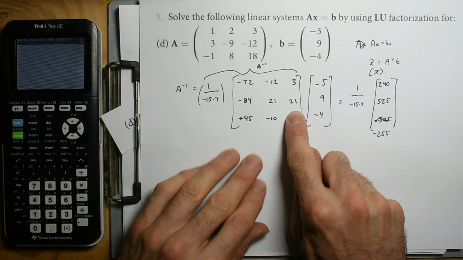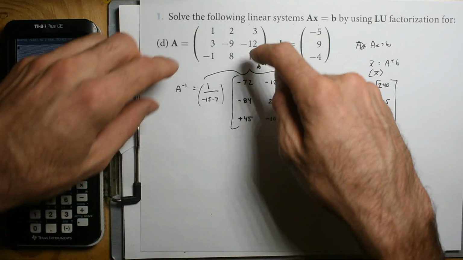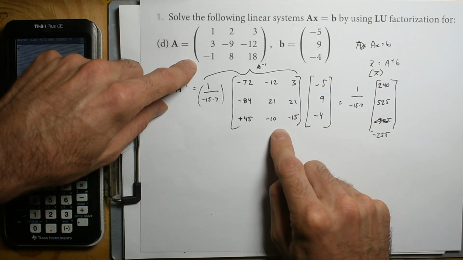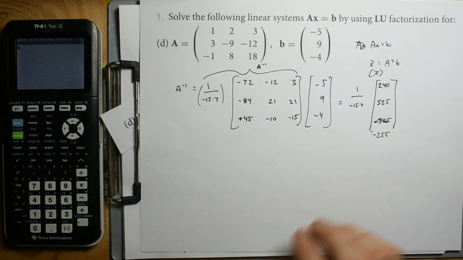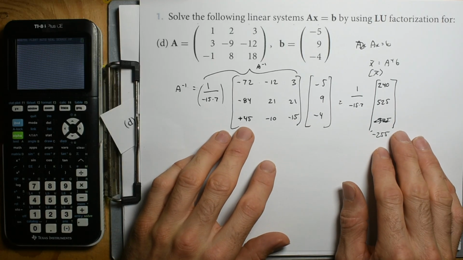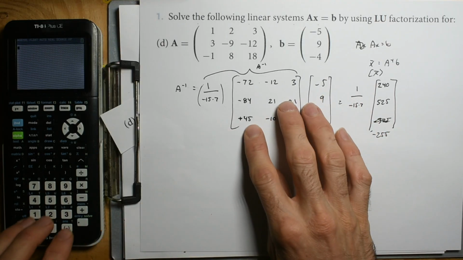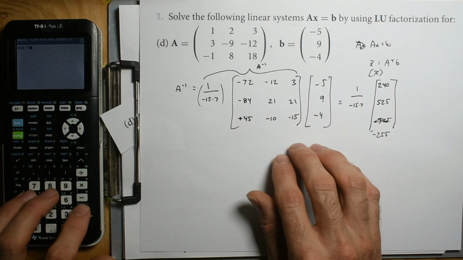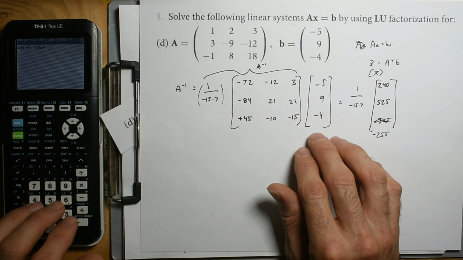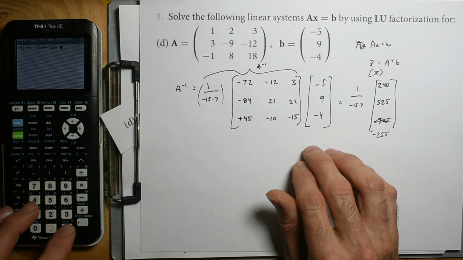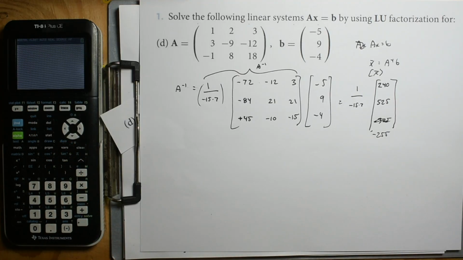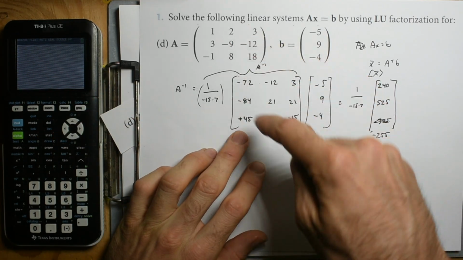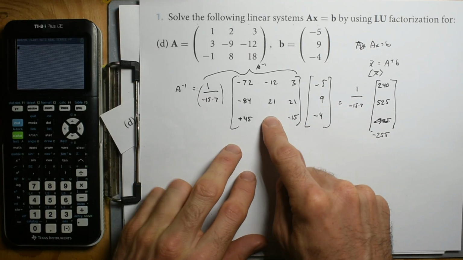But this diagonal was right. So let's try to find this matrix times this matrix. I'm bummed that that's not working. Let's do this again. 45 times negative 5 plus negative 10 times 9 plus negative 15 times negative 4. That's negative 255. Alright, so this matrix times this matrix in this location should be 0.